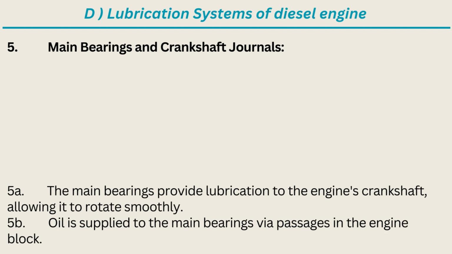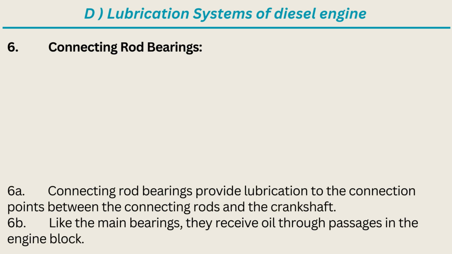5. Main bearings and crankshaft journals. 5a. The main bearings provide lubrication to the engine's crankshaft, allowing it to rotate smoothly. 5b. Oil is supplied to the main bearings via passages in the engine block. 6. Connecting rod bearings. 6a. Connecting rod bearings provide lubrication to the connection points between the connecting rods and the crankshaft. 6b. Like the main bearings, they receive oil through passages in the engine block.